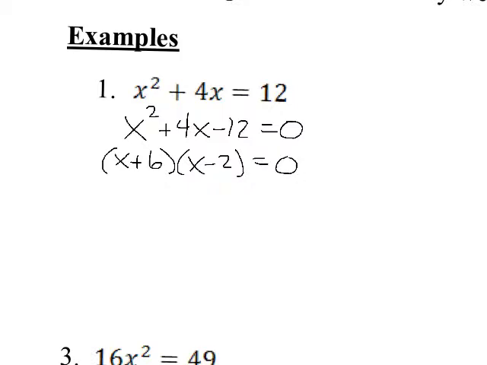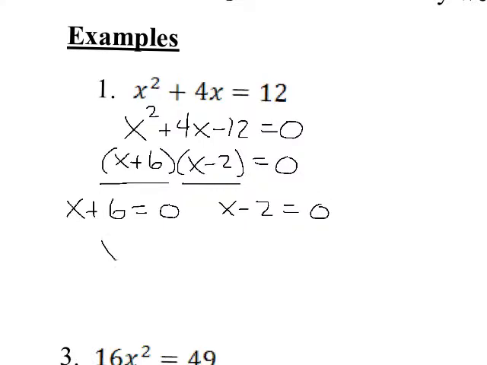And this is where we're going to use the zero product property. The zero product property says if you have two items being multiplied together, which we do, and they're equal to 0, that means either one of them has to equal 0, or both of them have to equal 0. And so I solve that, so that means x has to equal -6, or x could also equal 2. And those are my results, -6 and 2. Pretty simple. Hopefully that made some sense there.